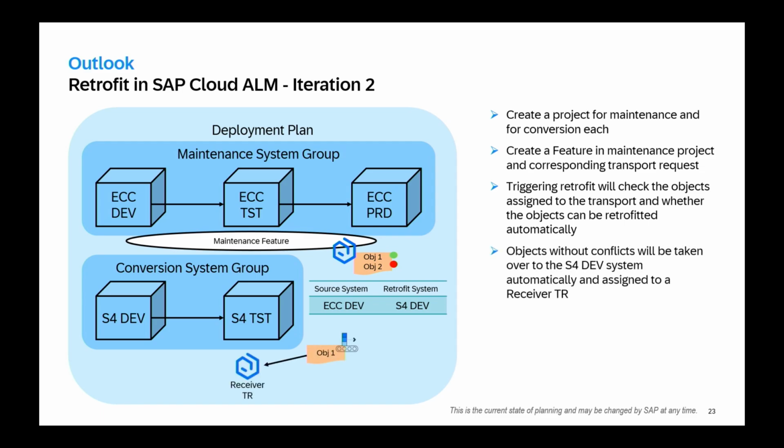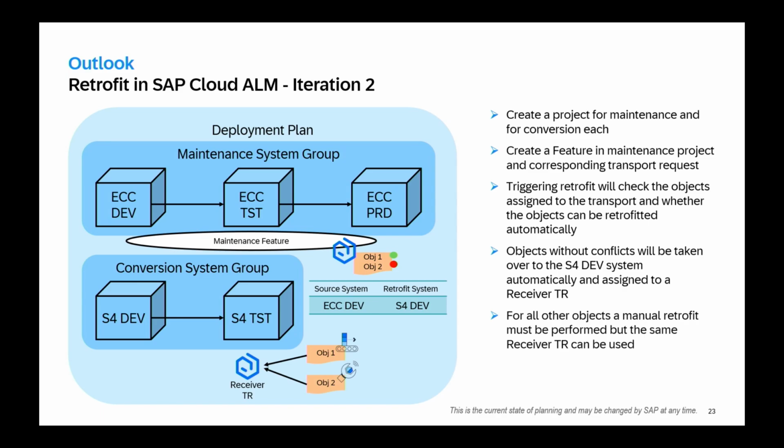So that would mean the objects without the conflicts can be taken over to an S4 dev system automatically and can be assigned to a receiver transport request. We left it here explicitly open, if it is automatically created or not, because that could be as well a configuration option if you would like to have then automatically created a retrofit feature with a receiver TR, or you just want to select one of the receiver TRs that you could later on assign.